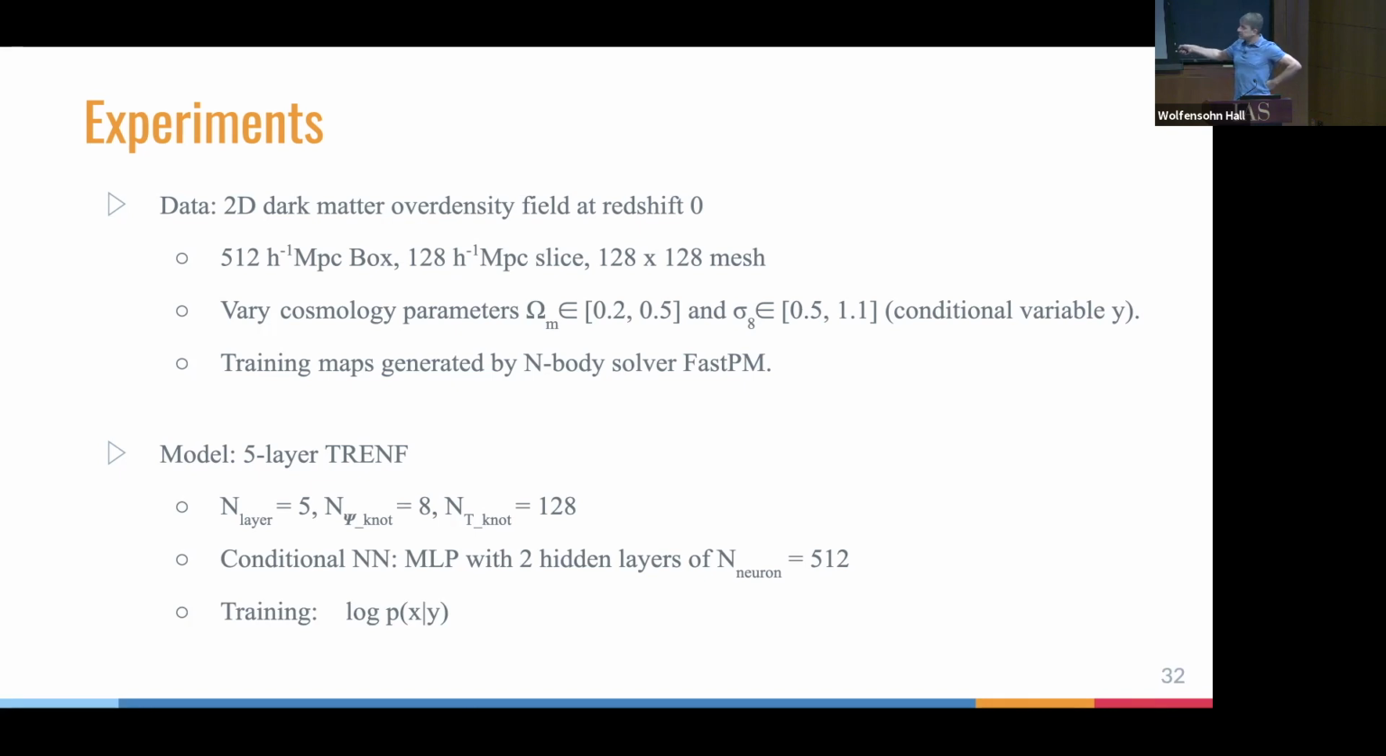This TRENF is a 5-layer model. We only use 5 layers, and as I said, we don't use that many free parameters, so less than 1,000 parameters in total. And then, of course, we also have this neural network for the conditional dependence.